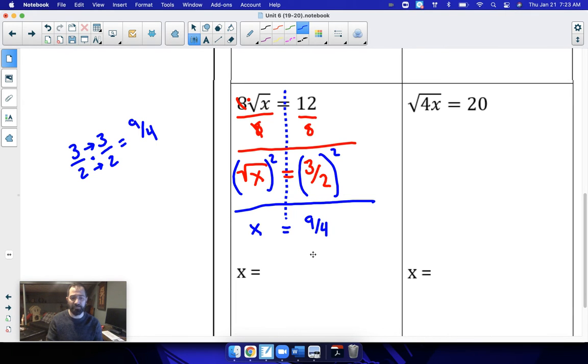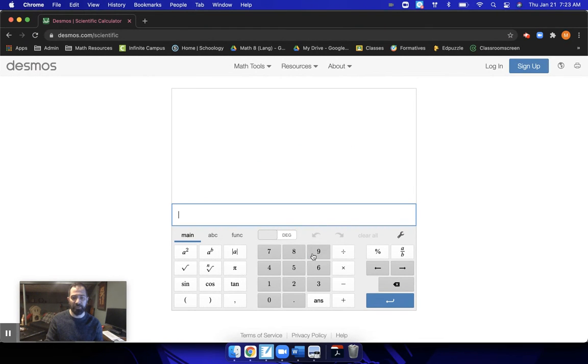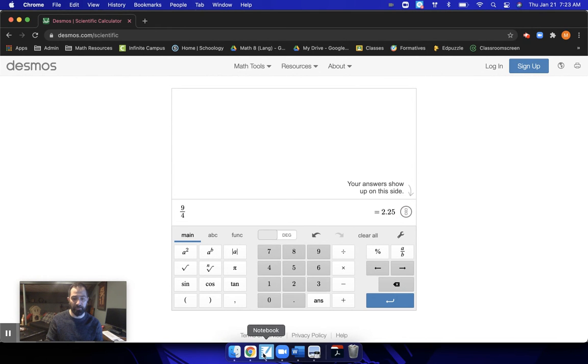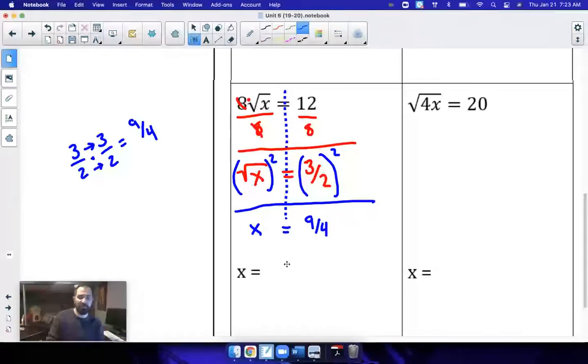If you want to do that as a decimal, what you can do is pop over to a calculator here. Do 9 divided by 4. And your answer is 2.25. You can always just press this, it goes back and forth. 2.25 as an answer. So you can have the answer of x equals 9/4 or x equals 2.25. Both great answers. Both right answers, more importantly. Let's try the last one here on this page.